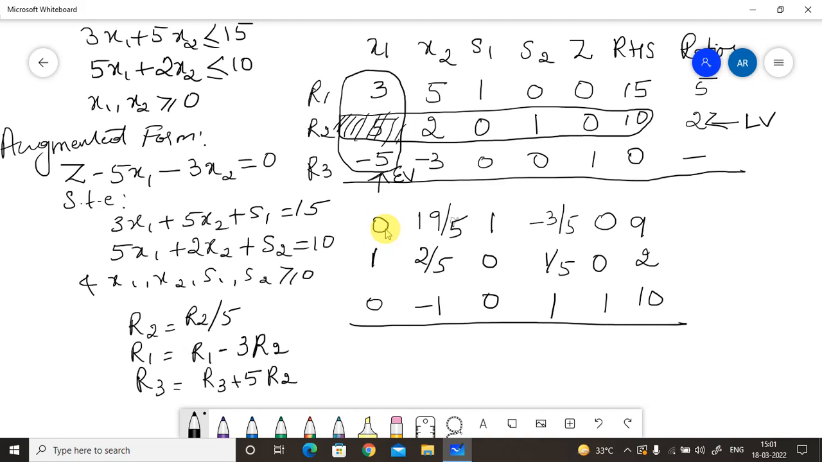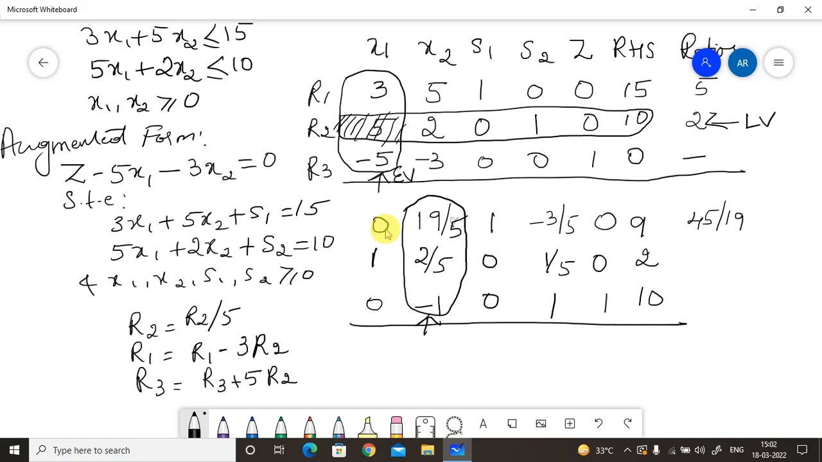So among all these values, we have to consider only the negative value. There is only one negative value, so I'll consider this as the entering variable, and I'm going to encircle the entire column. Okay, now we got the improved solution, and we got the new RHS values, right? 9, 2 and 10, among which we have to check the ratios now.